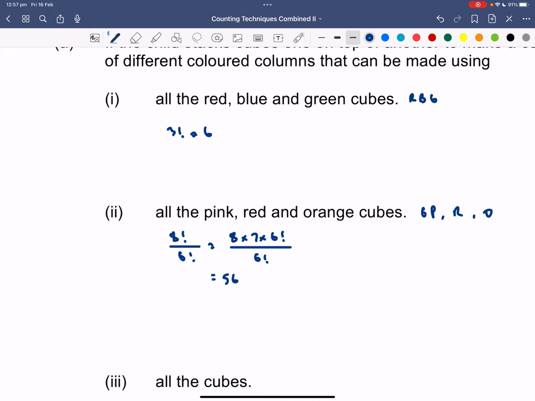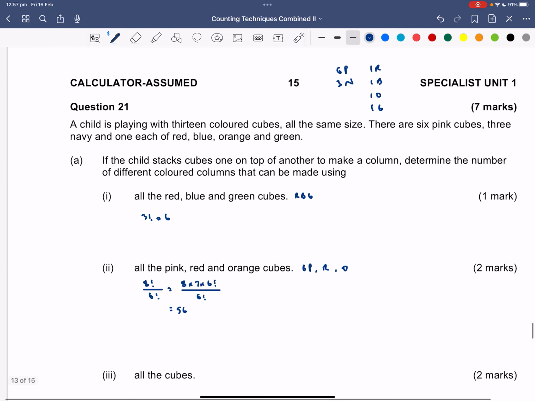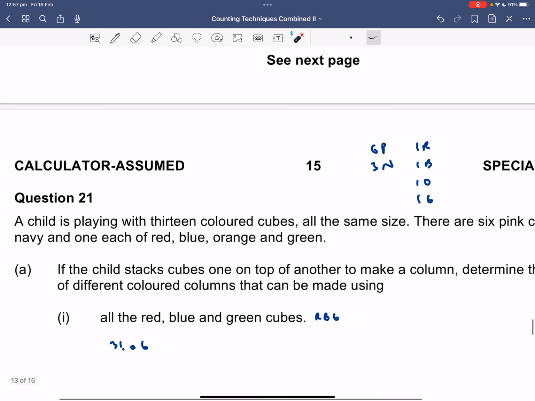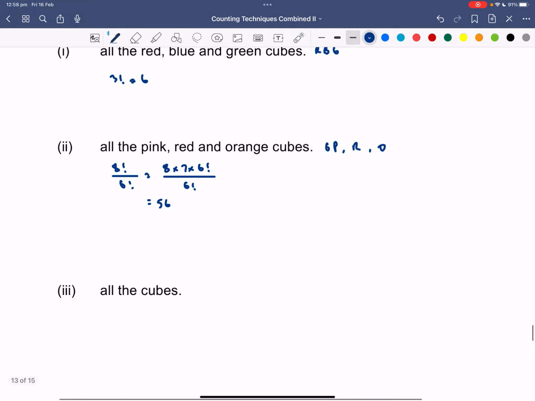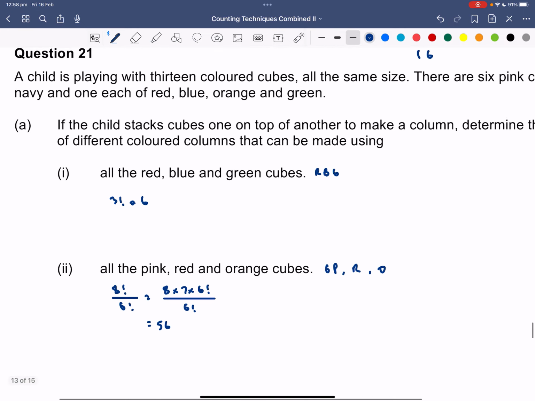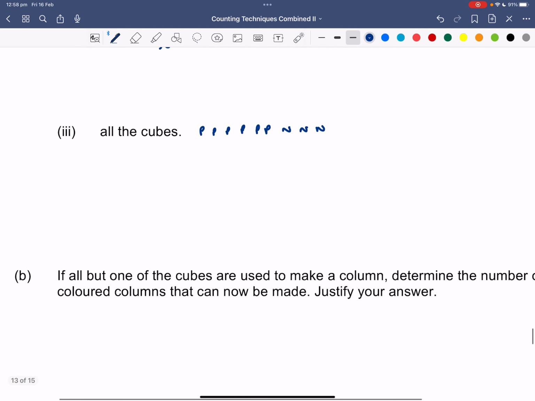And lucky last, how many ways are there of arranging all the cubes? So that means all of these. So that's 6 plus 3, 9, 10, 11, 12, 13. But it already said 13 cubes. So it's basically asking us to rewrite 6 P's in a row, and the 3 N's. You don't have to write this down, this is just to help people visualize. And then you have an R, B, O, G. Asking how many ways can you rewrite this?